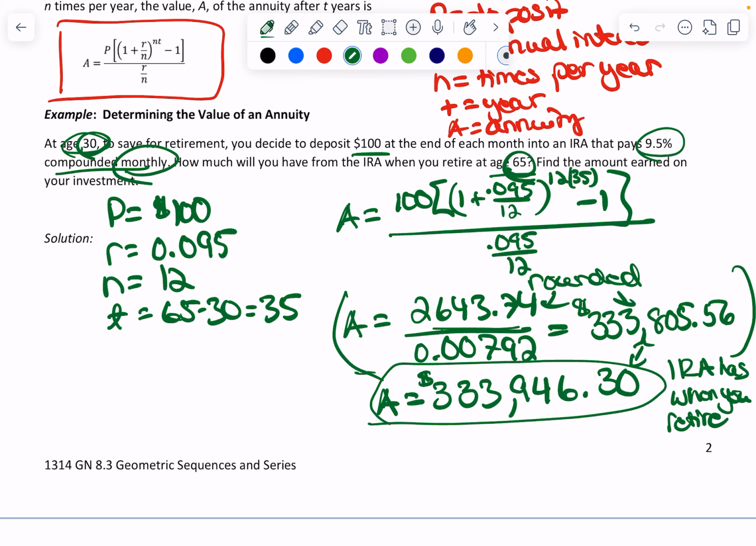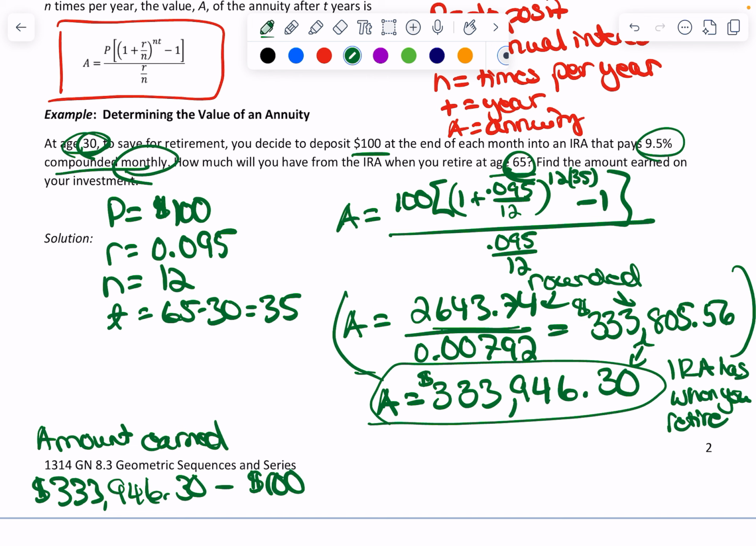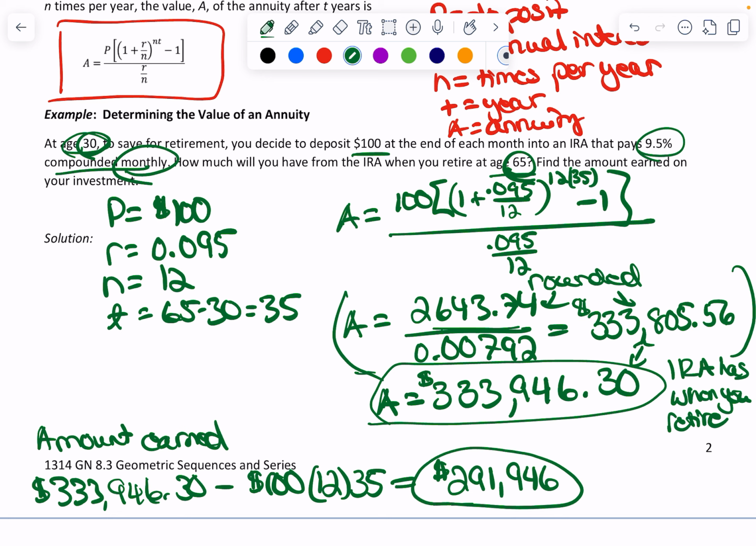Now, how much did you earn? That would be that value, $333,946.30, subtracted by what you're putting in: $100, 12 times a year for 35 years. So during those 35 years, you do get $291,946 of interest. So that is the amount you earn when you put in $100 every month.